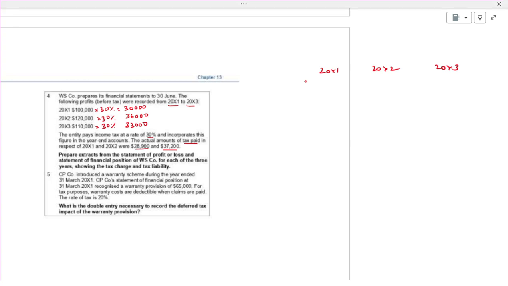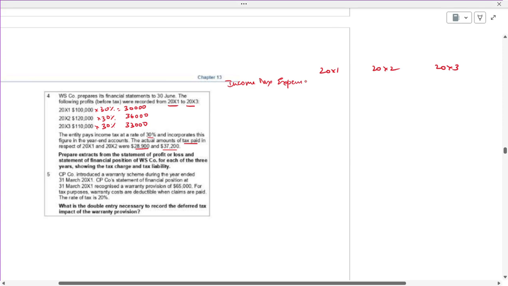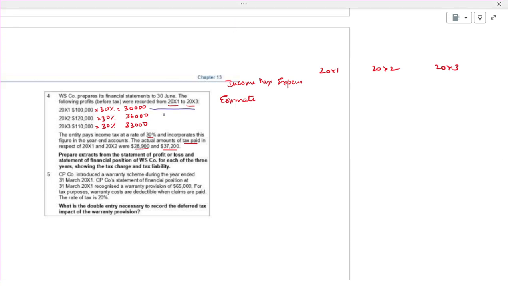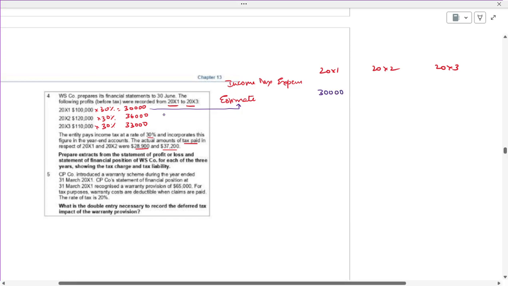Now what do we have to do? First you have to calculate the income tax expense. What is the estimate? I am taking the estimate from here only. It is 30,000, 36,000 and 33,000. Okay, 36, 33 and 30.